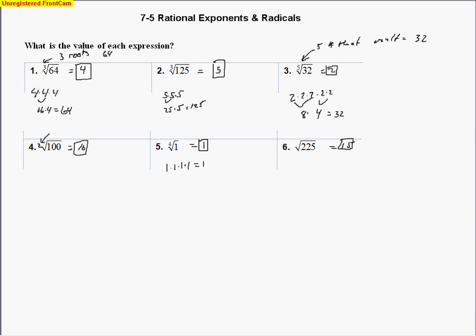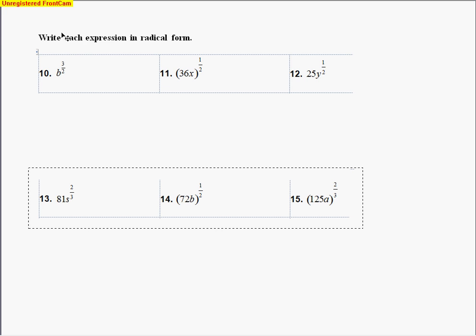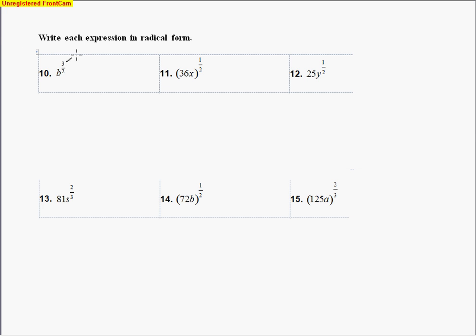Let's take a look at some other examples. Here we have to write each expression in radical form. What we've got is a numerator, which represents the exponent. The 2 down here represents the root, the number of roots. So I'm looking for 2 roots of b, but then I'm raising that to the 3rd power. This is one way to write it, or I could also write it another way.